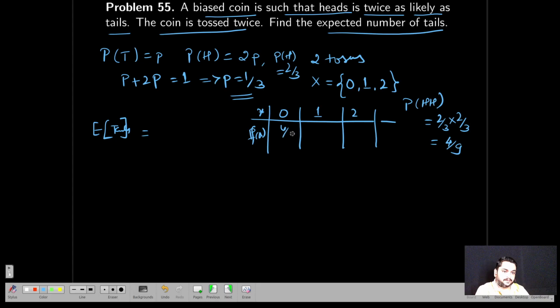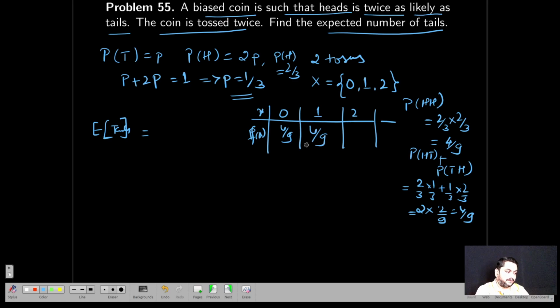No, this is 4 by 9. Probability of getting 1 tail: this can be one combination plus this can be another combination, right? So probability of head tail. So head means 2 by 3 into 1 by 3 plus tail is 1 by 3 into 2 by 3. This is equal to 2 into 2 by 9, which is 4 by 9. So this is also 4 by 9.